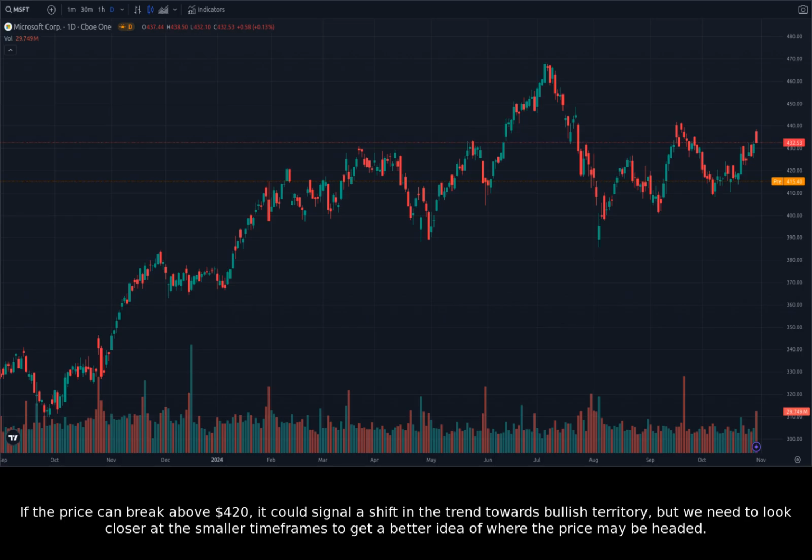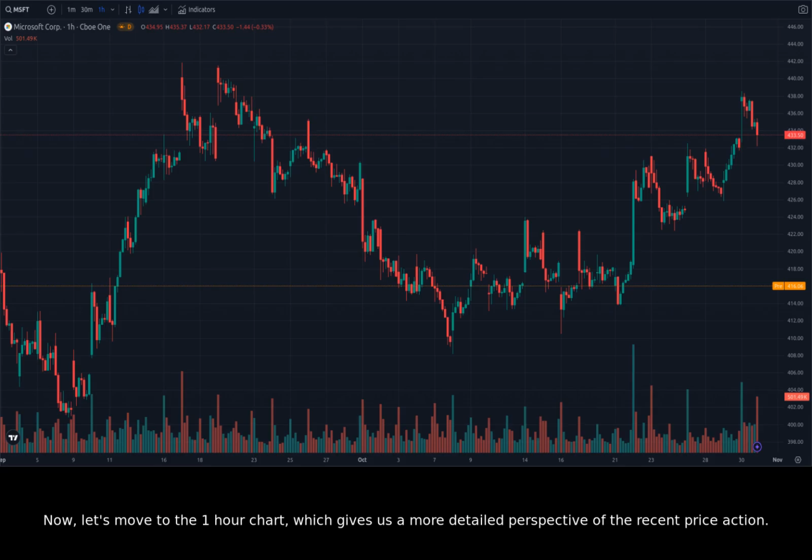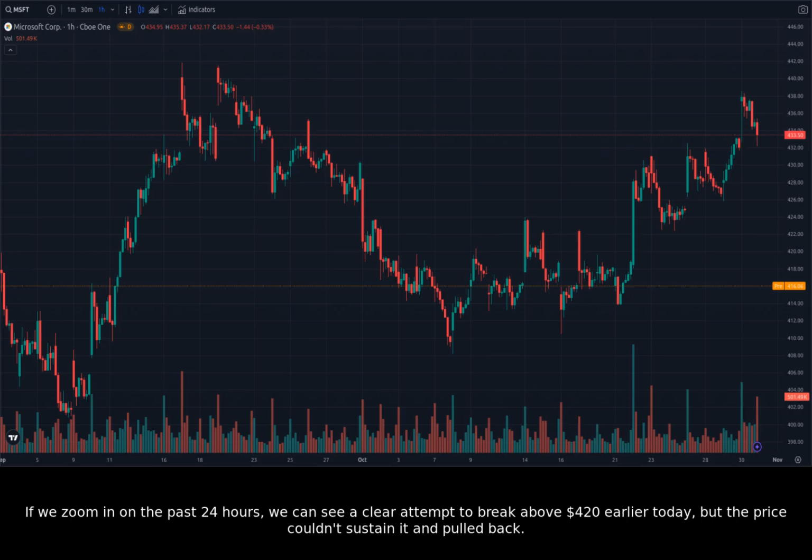If the price can break above $420, it could signal a shift in the trend towards bullish territory, but we need to look closer at the smaller timeframes to get a better idea of where the price may be headed. Now, let's move to the 1-hour chart, which gives us a more detailed perspective of the recent price action. If we zoom in on the past 24 hours, we can see a clear attempt to break above $420 earlier today, but the price couldn't sustain it and pulled back.